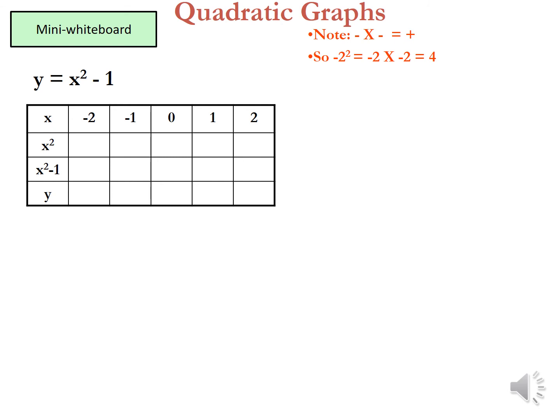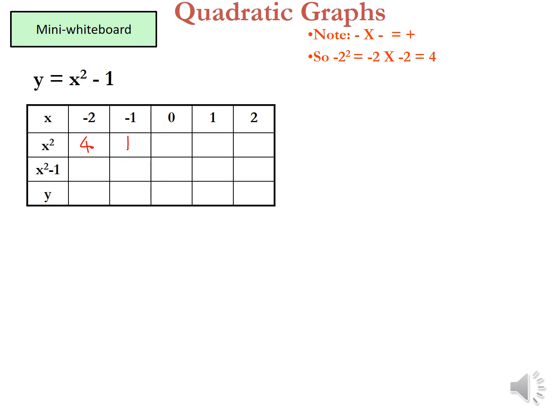Okay, so again, what is the relationship between the x coordinate and the y coordinate? You start off with your x coordinate and you square it and you minus 1. That will give me my y coordinate. Okay, so break it down. Just concentrate just on the x squared term. So when x is minus 2 and we square it, that will give me a positive 4. When x is minus 1 and we square it, that will give me a positive 1.